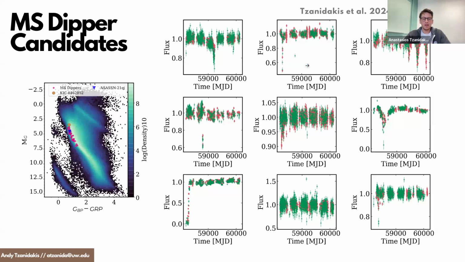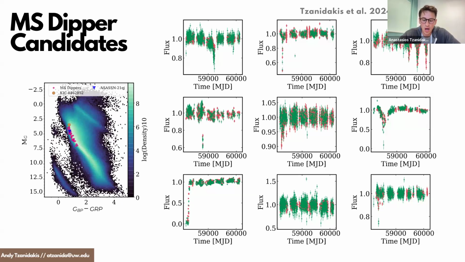So talking a little bit about the outputs of this project, we've been able to successfully find, I think it's about 80 or so of these dipper candidates. And we've been able to put them on the HR diagram to confirm that they are indeed F, G, and K type main sequence stars. And there's a variety of different phenomenology that we're seeing from these light curves.